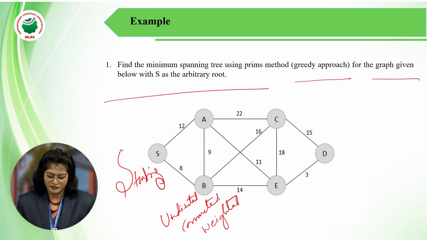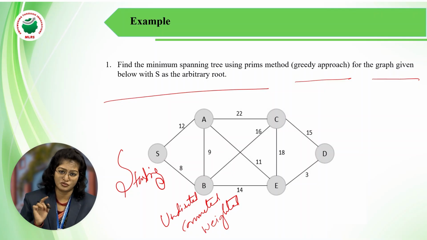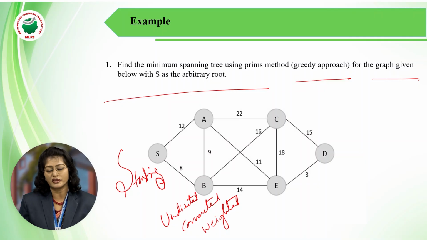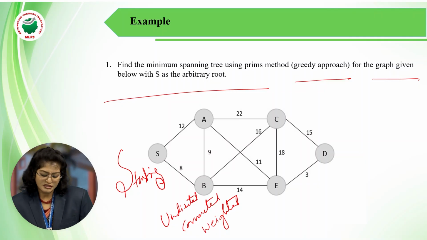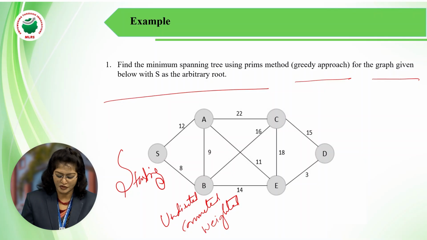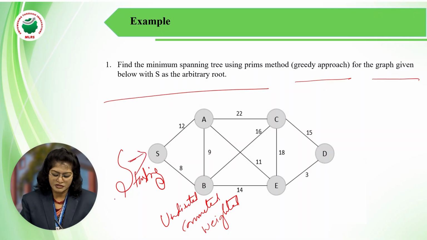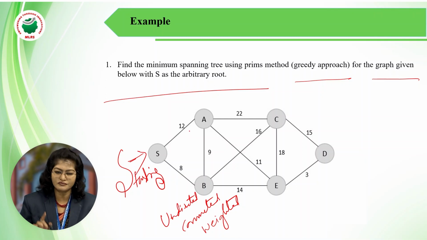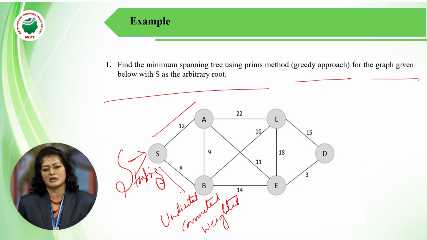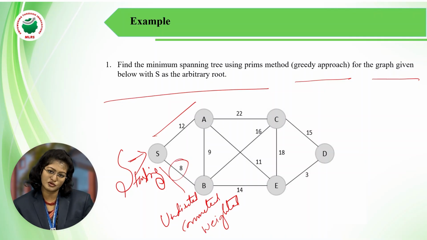So from S to A. In this minimum cost spanning tree, we take all those points and construct a new minimum cost spanning tree. So the starting vertex is S. From S we have 2 connections: from S to A and from S to B. In this, which one is minimum? 8. So 8 is minimum, so we give the connection from S to B.